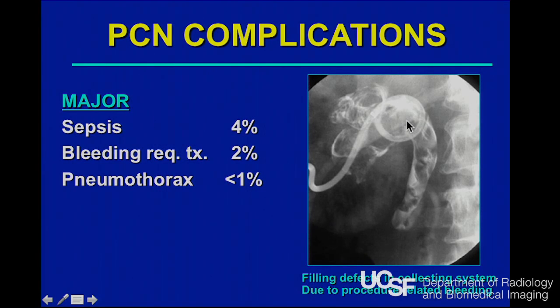So again, going back to the complications, a major complication of nephrostomies is bleeding. Here you see the nephrostomy tube has been placed, and there are these very bulky filling defects within the collecting system, and those are blood clots. Those can form very, very quickly, and there could be quite a bit of bleeding during the nephrostomy placement.